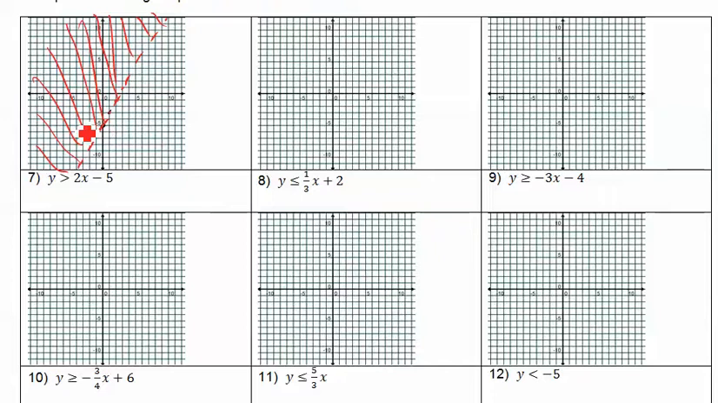All right, let's look at number 9. So again, I just have to graph it. So I start with y equals negative 4, because this is the y-intercept, so negative 4. And I'm going to do my slope of down 3 over 1, down 1, 2, 3 over 1. I might want to do that a couple of times. Because this is greater than or equal to, we're going to use a solid line.